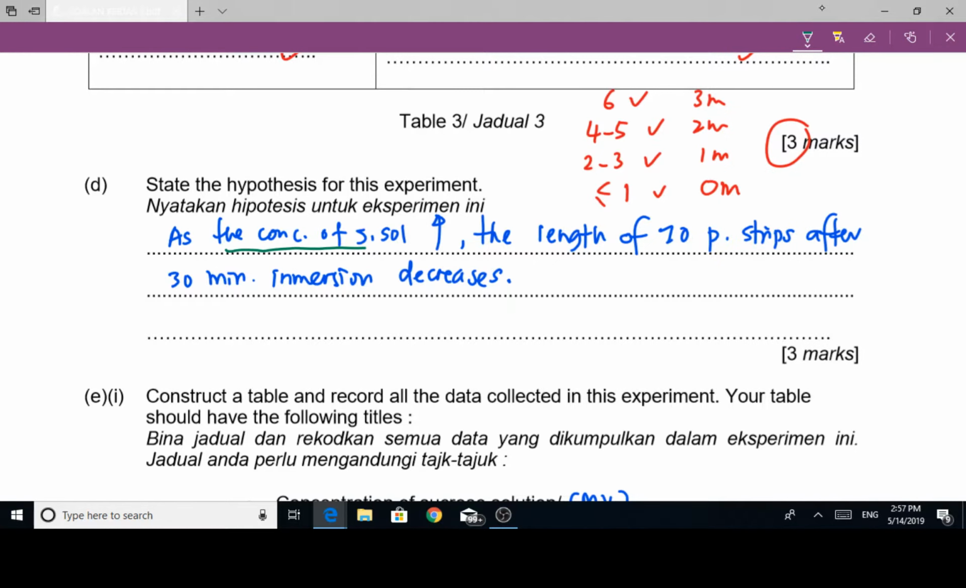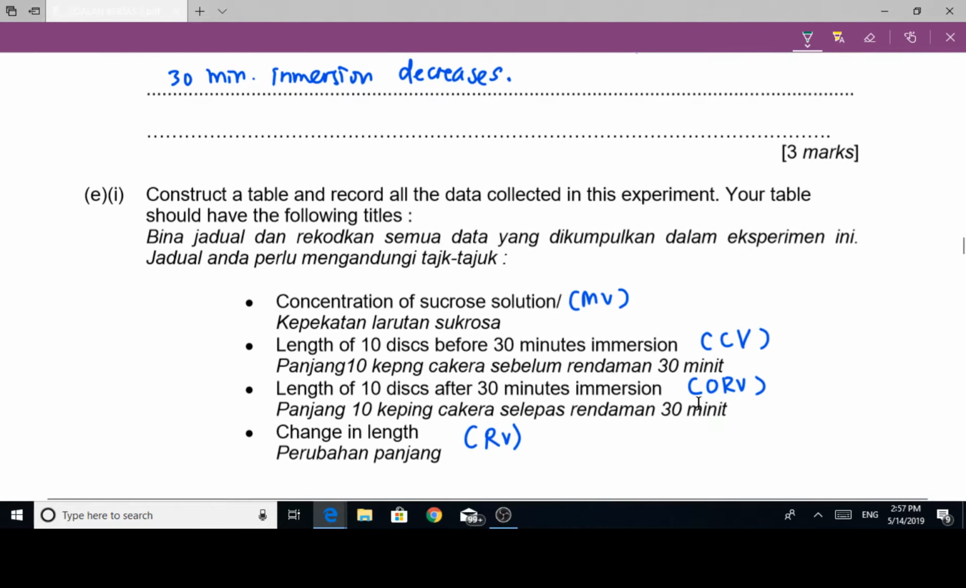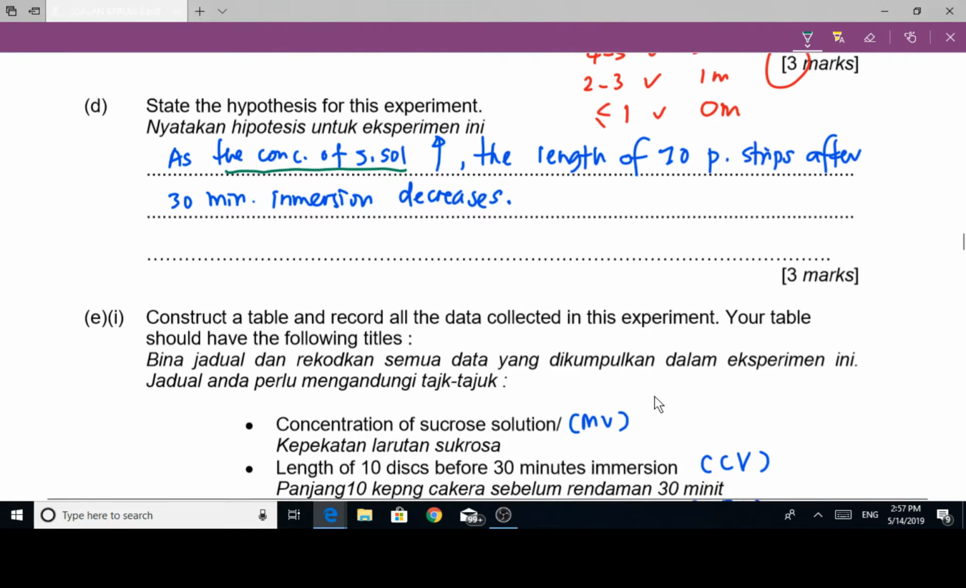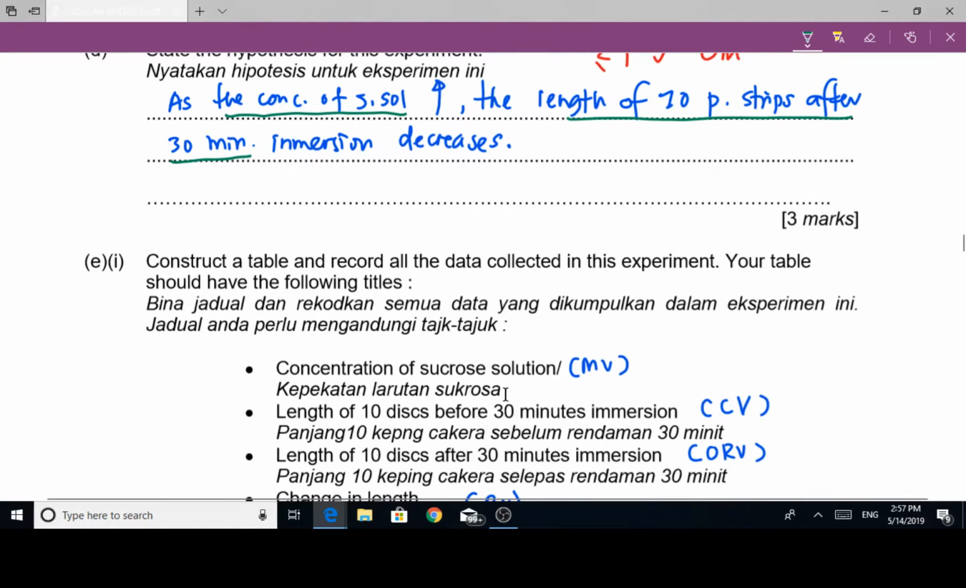Now please note that I try not to change the phrase used in the questions. I try to retain it. Now from E1, the concentration of sucrose solution is my MV, and then what is my ORV here? Length of 10 discs after 30 minutes immersion. Length of 10 potato strips after 30 minutes immersion. I try to use the phrase given by the questions. Try not to modify it.